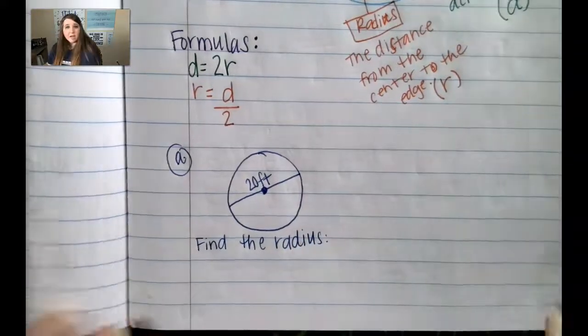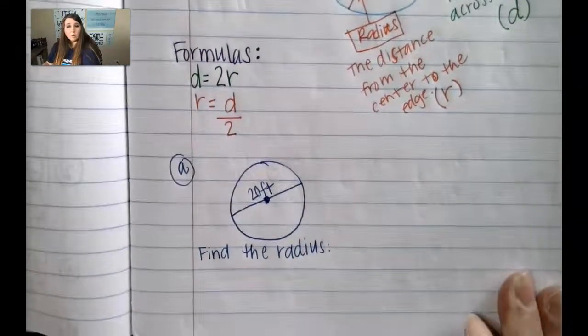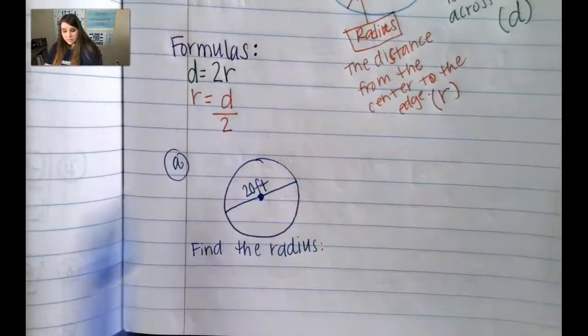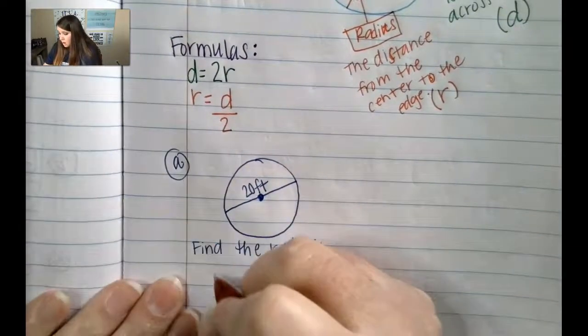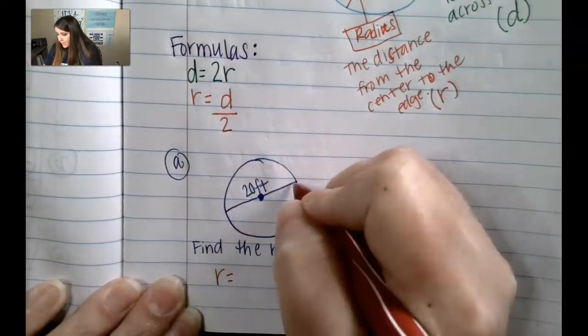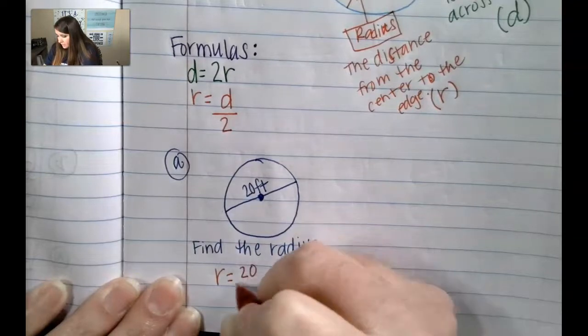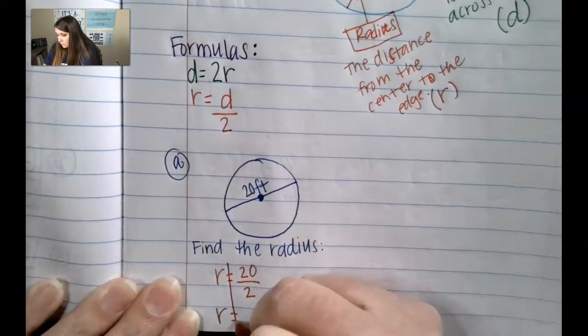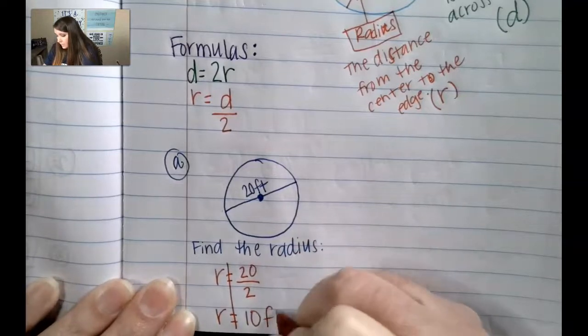So in order to find the radius, we want to know, what does R equal? So we want this formula here. We're going to look for R equals the diameter divided by 2. So diameter is 20 divided by 2. So radius equals 10 feet.